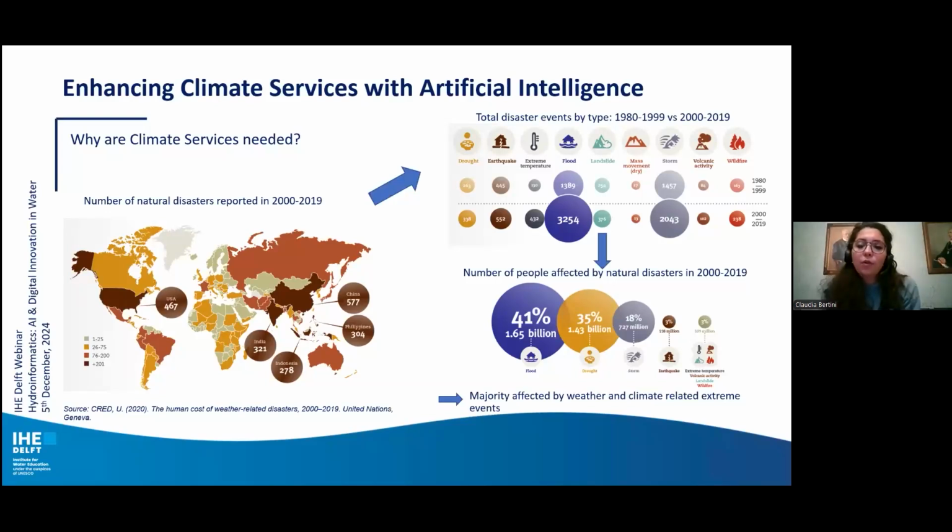And of course, related to the number of events, we see that there are a lot of people affected by these natural disasters. As we can see at the bottom, the majority of people are affected by weather and climate-related extreme events. So this shows why we need appropriate information about weather and climate forecasts.